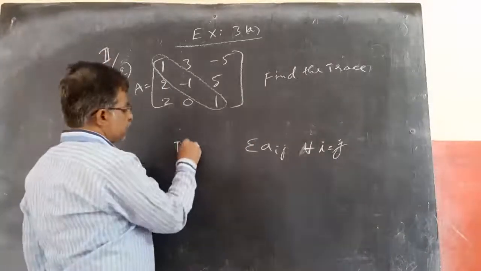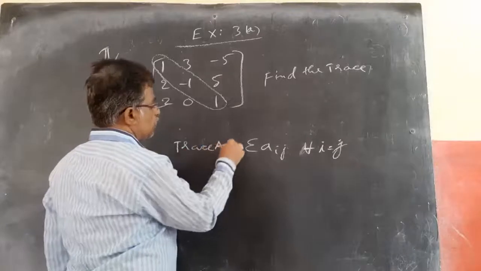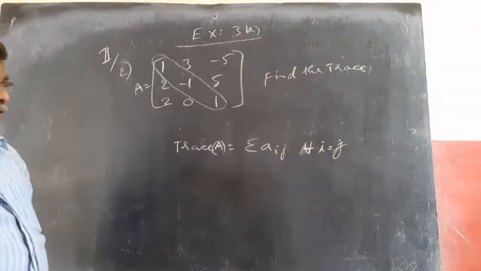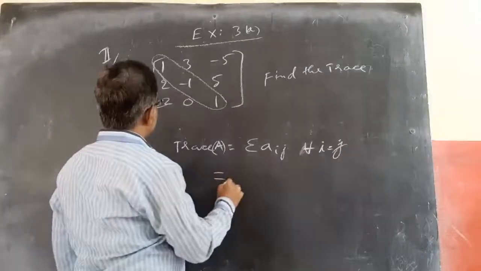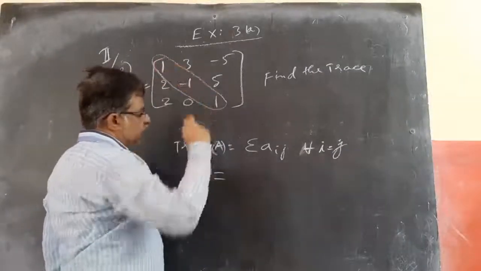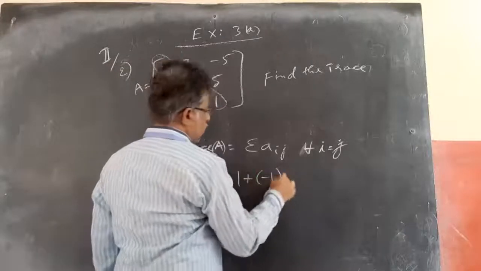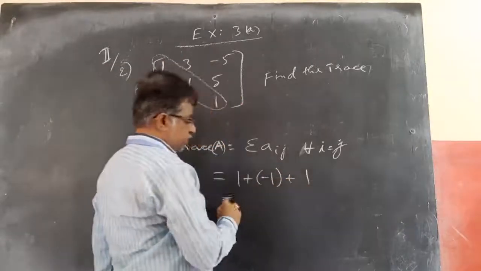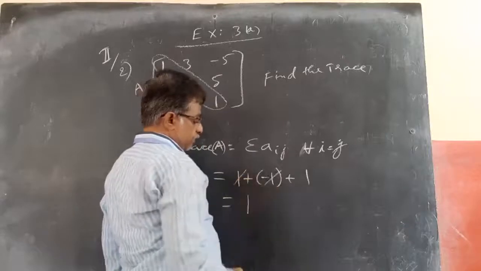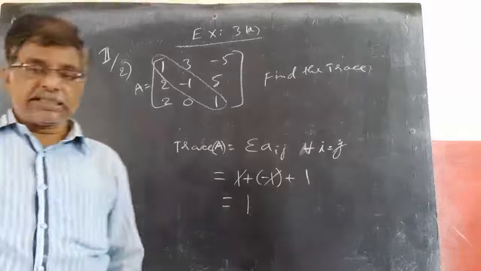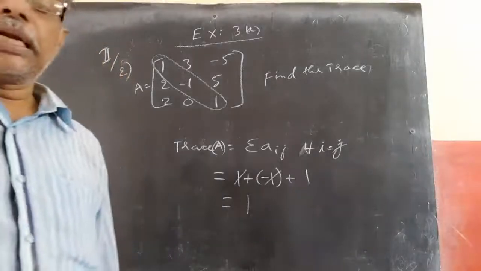So trace of A equals sigma of a_ij for i equal to j. This is equal to the sum of the principal diagonal elements, which means 1 plus minus 1 plus 1. So minus 1 plus 1 gets cancelled. Left out is 1. So trace of A is equal to 1. Very simple.